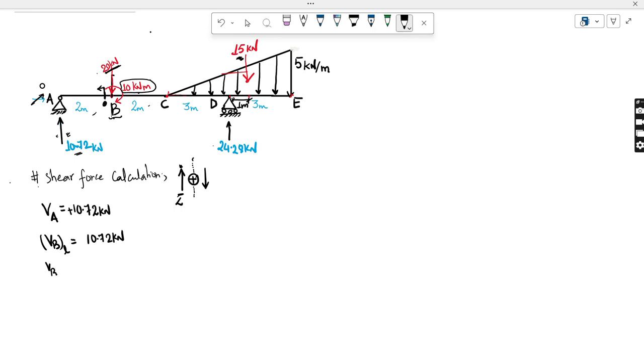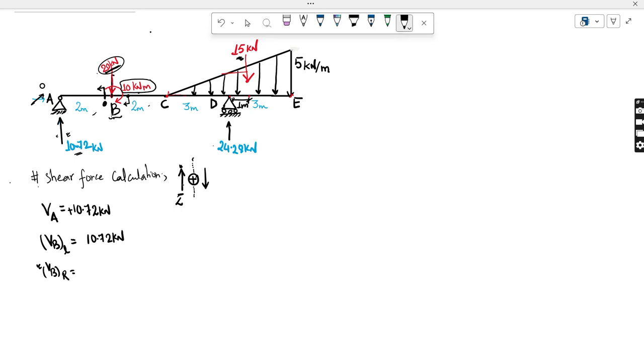Now let's jump to just right of B. Now I have arrived at this point. Again, always you should look towards the left. You can look towards the right also, but for now I am looking towards the left part of the beam. So now I am here, that is VB right. I have reached just to the right of B, and I am looking towards the left. What do I see? I see one force, that is 20 kilonewton, which is acting downward.